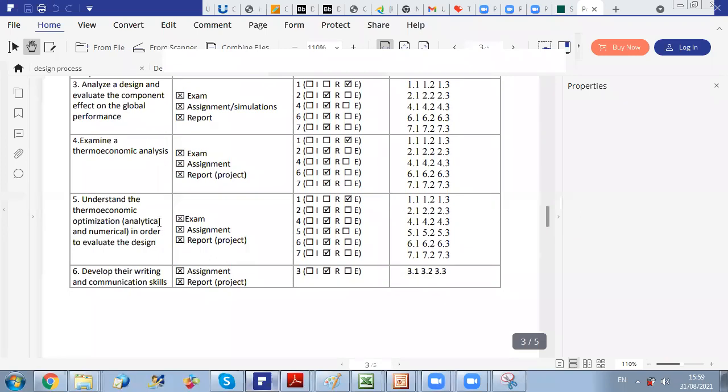And of course, we will see how to perform optimization, which can be analytical and numerical. You can combine analytical techniques and numerical techniques in order to evaluate the designs. And of course, this course will help you to develop your writing and communication skills. These are very important skills for engineers. So you might be a very good student with very high grades, but if you don't have good writing and communication skills, you will suffer in work. So you should work on yourself to develop these skills.